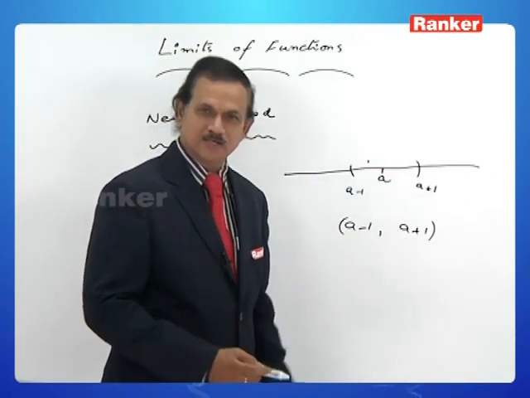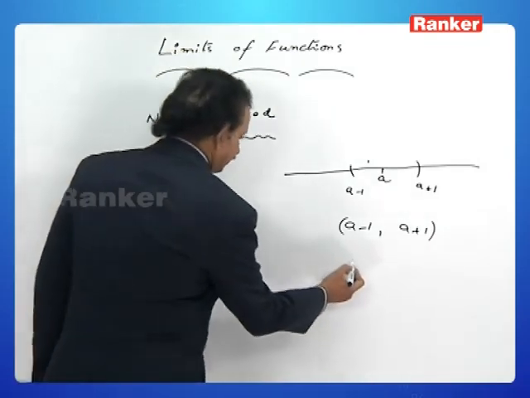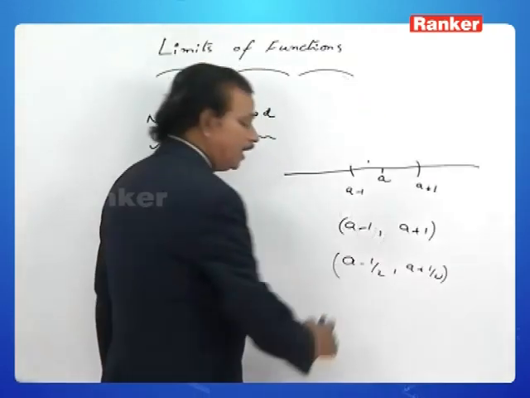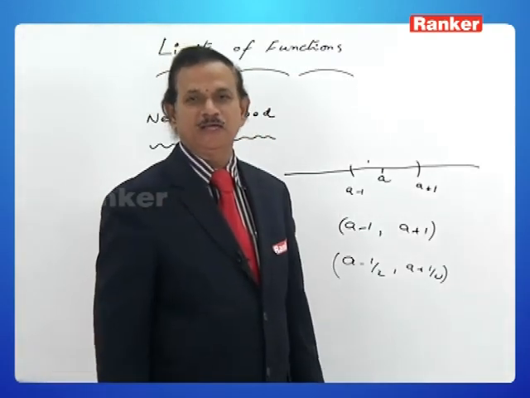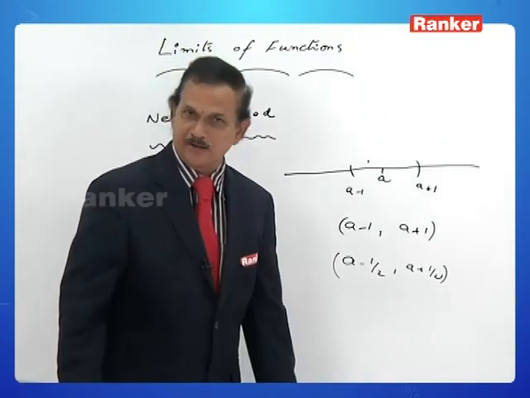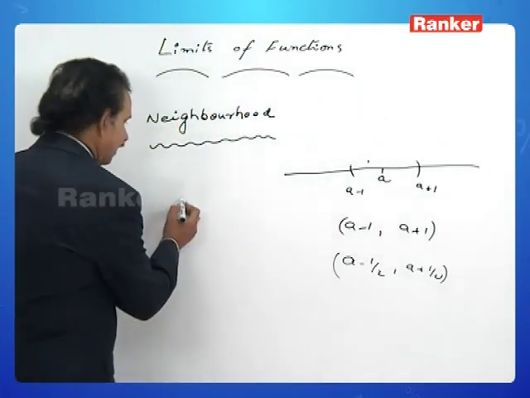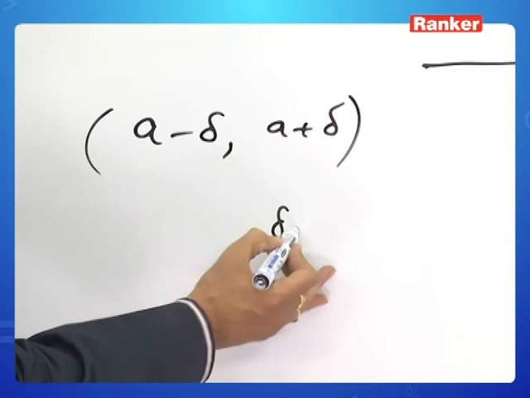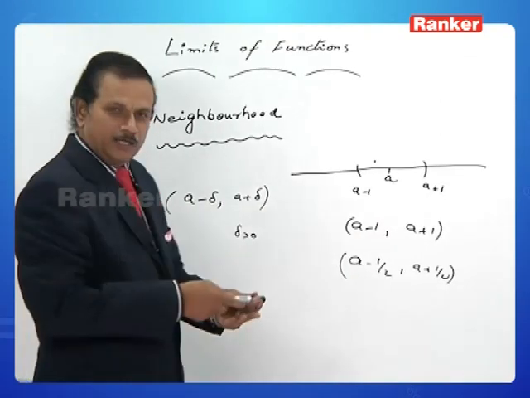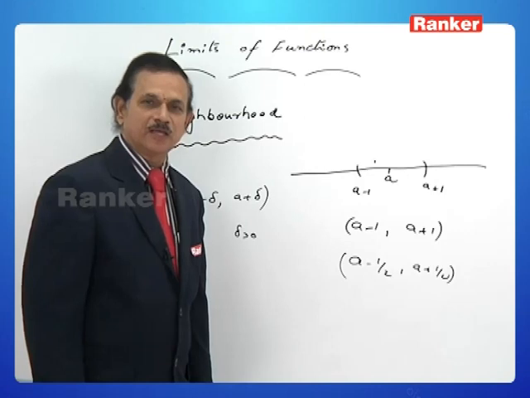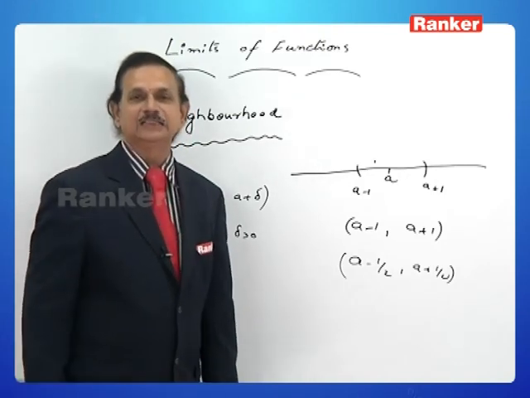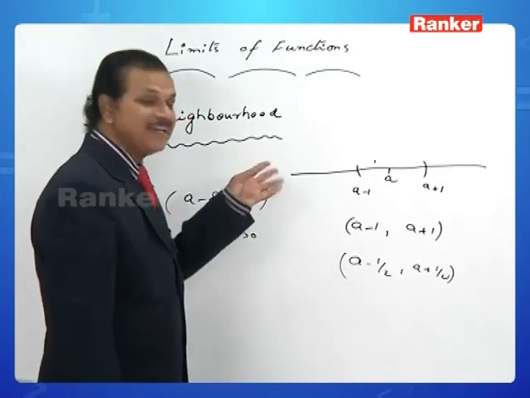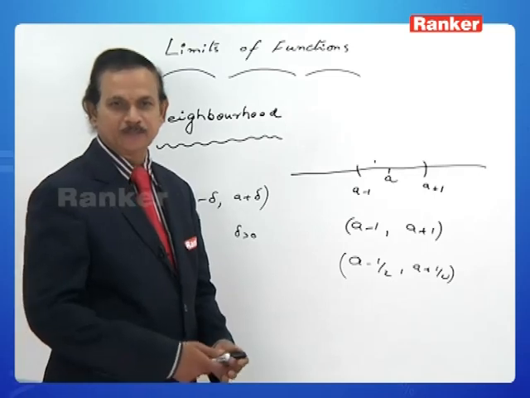Length of this neighborhood is 2 units. Again, consider a minus half to a plus half. What can we say about it? It is again another neighborhood of a with length 1 unit and radius half unit. And in general, a minus delta to a plus delta, of course delta is a positive real number, is called a neighborhood of a with radius delta and length 2 delta. This delta is arbitrary. This is called a neighborhood of a real number a.